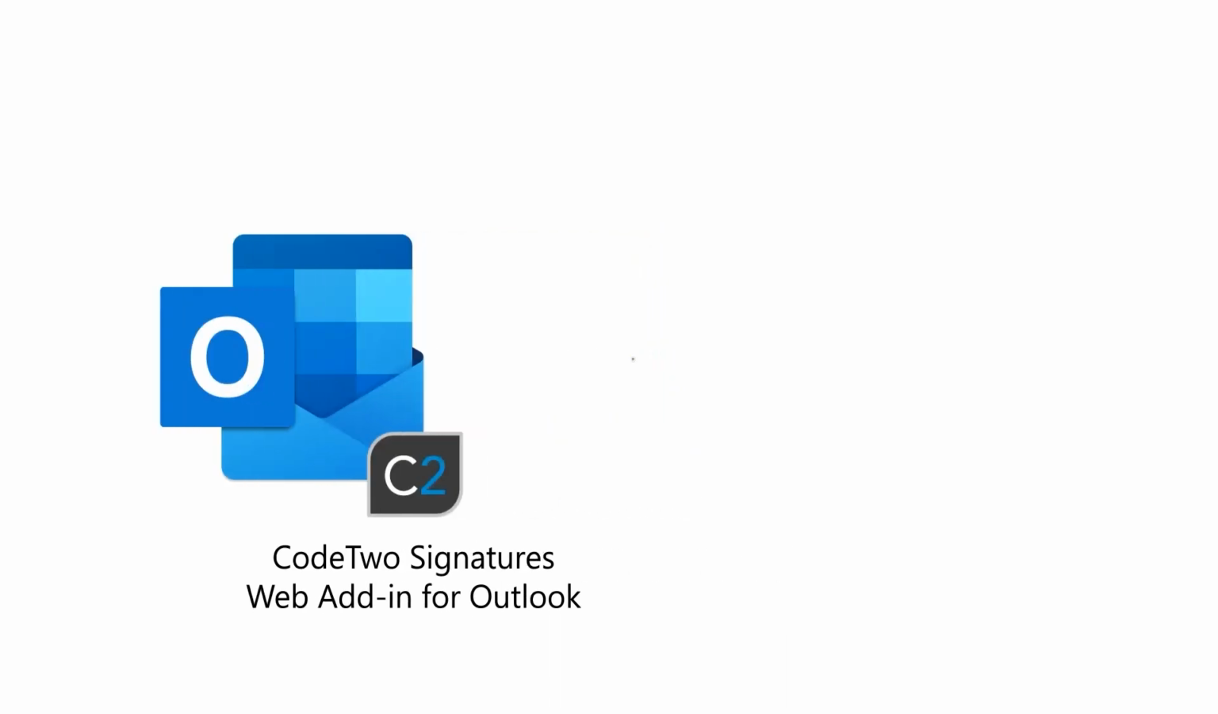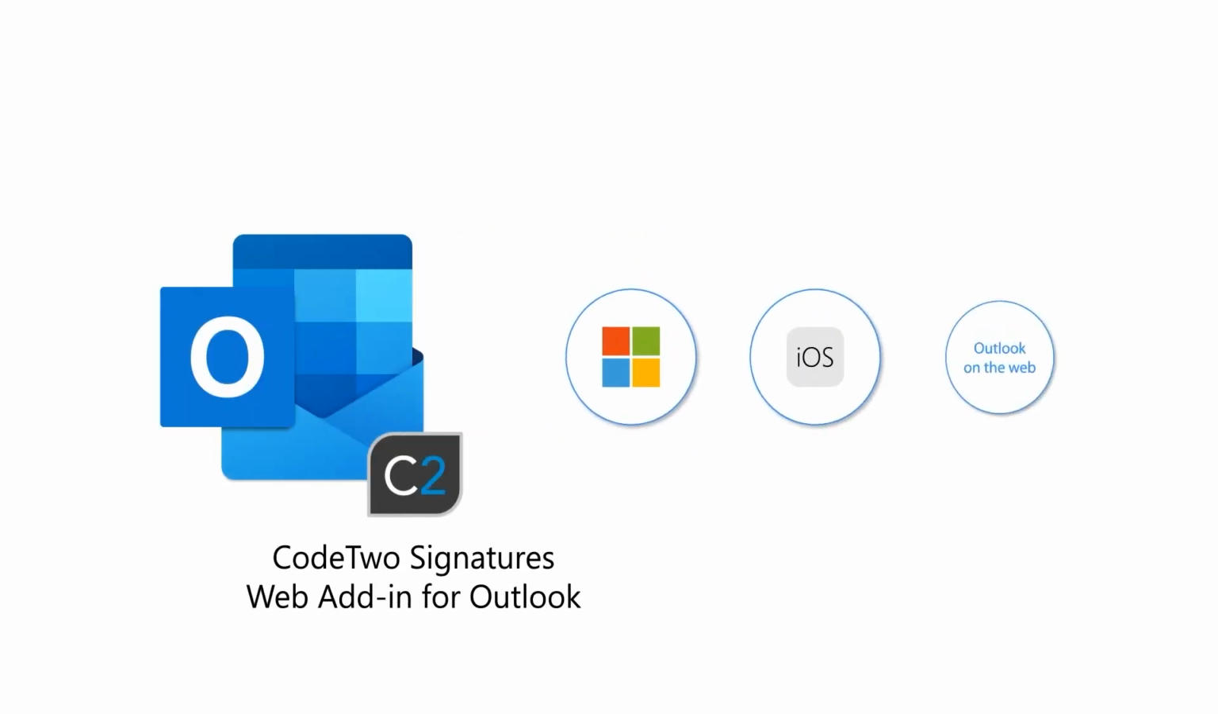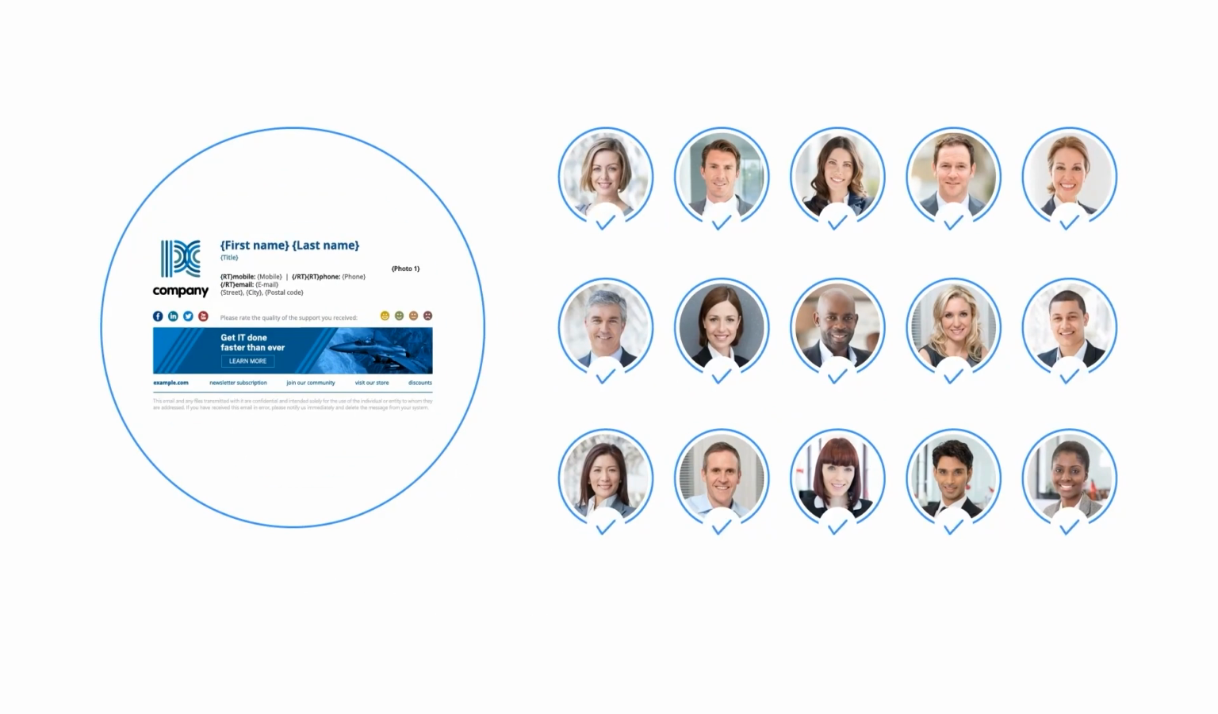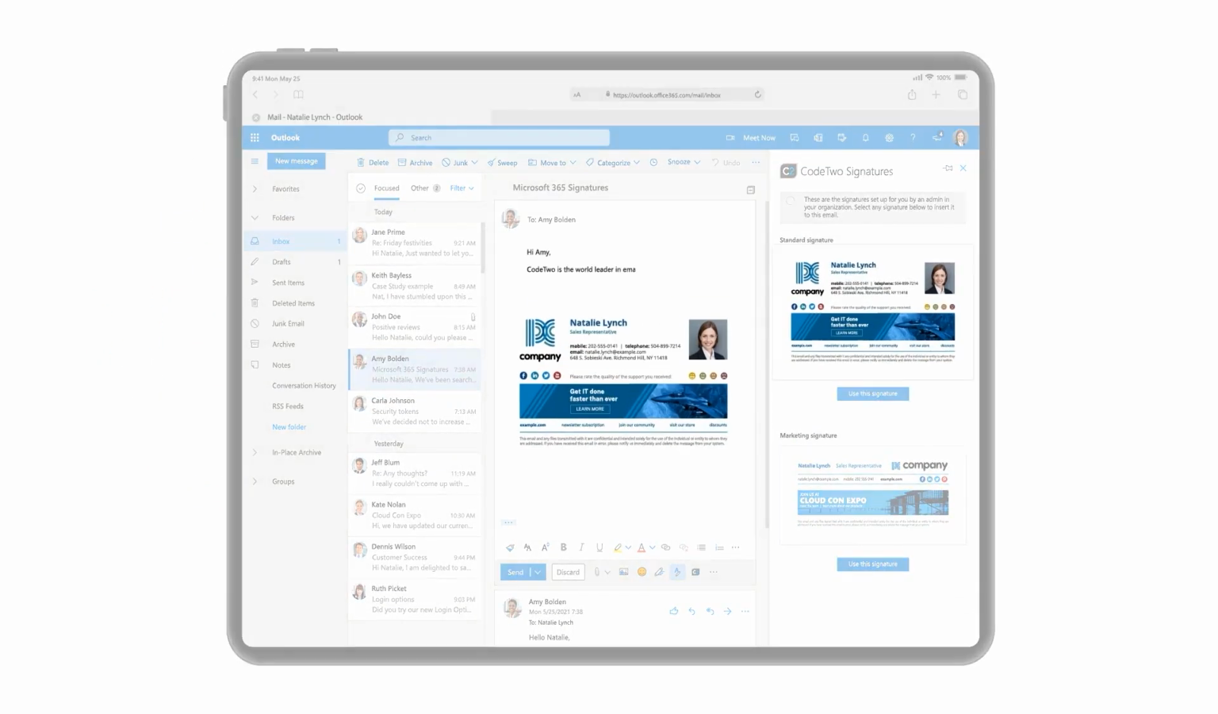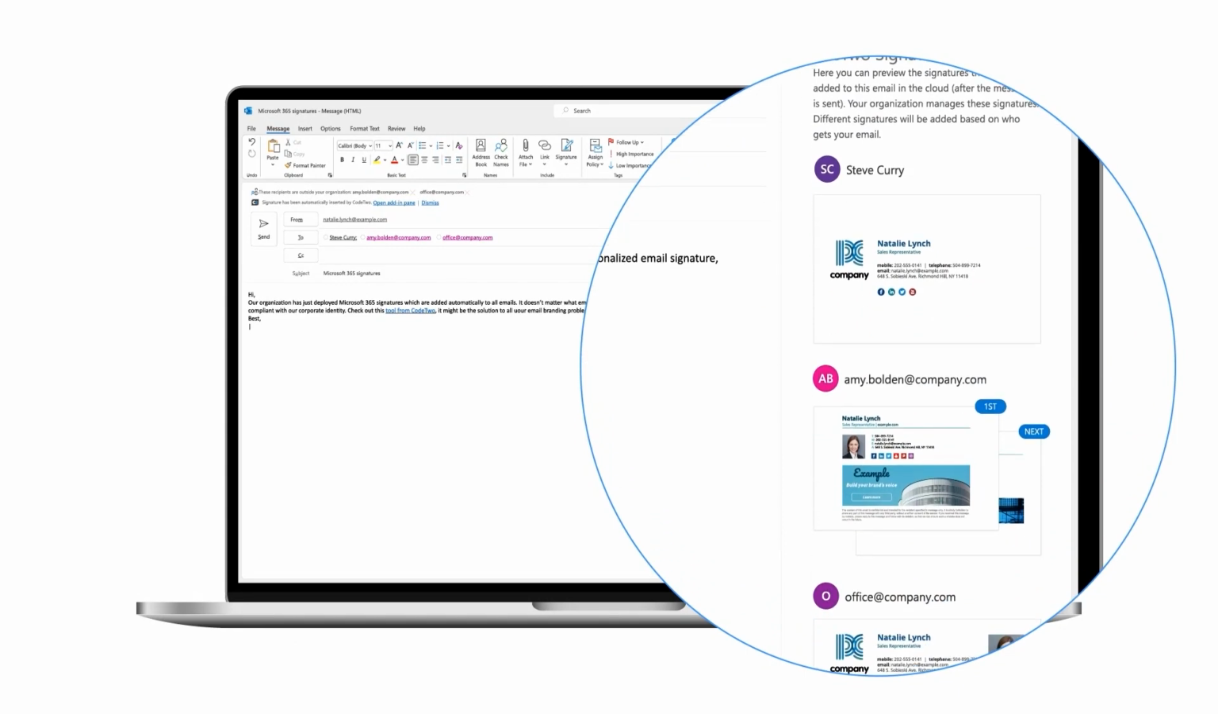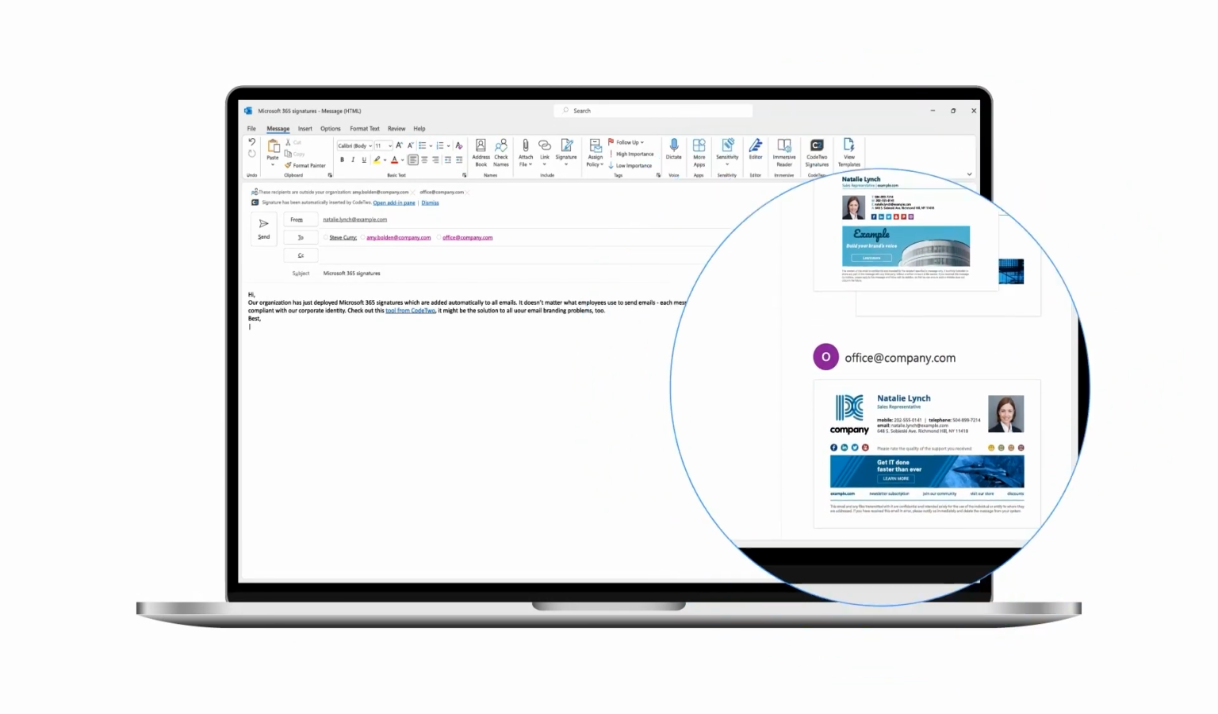First of all, it works with Outlook for Windows, Outlook for Mac, and Outlook on the web. It is deployed automatically to everyone and requires absolutely no end-user interaction. It can add signatures in Outlook as you compose an email, but it can also let users preview signatures that will be added in the cloud after an email is sent.